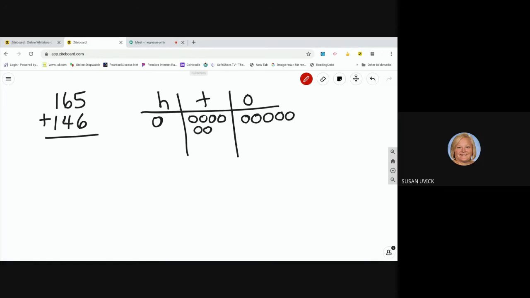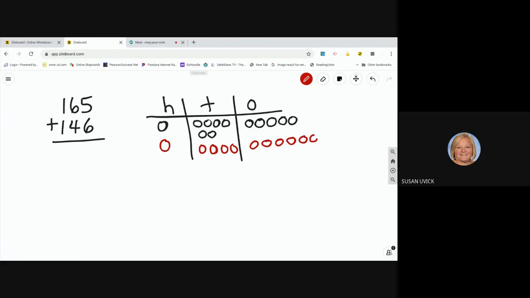To show you how I'm adding it, I'm going to change my color. And I'm going to add 100. I'm going to add 4 tens and 6 ones. Okay, so now when I look at this and I add these together, we might have to do some moving and regrouping. So let's look at what we're going to do.